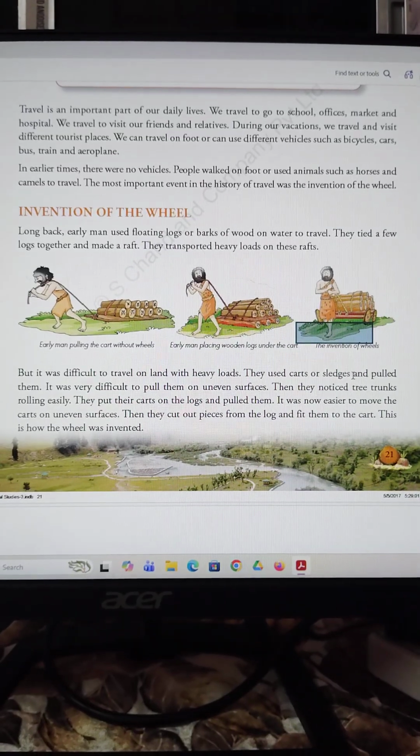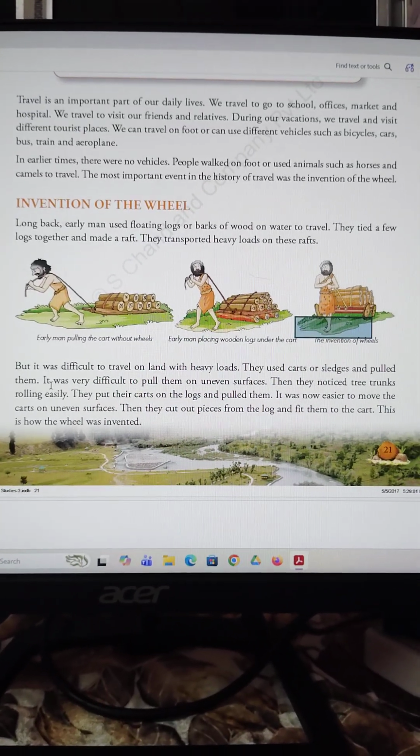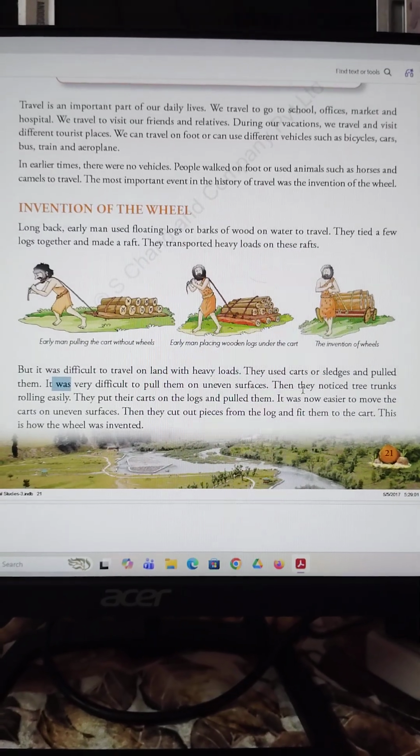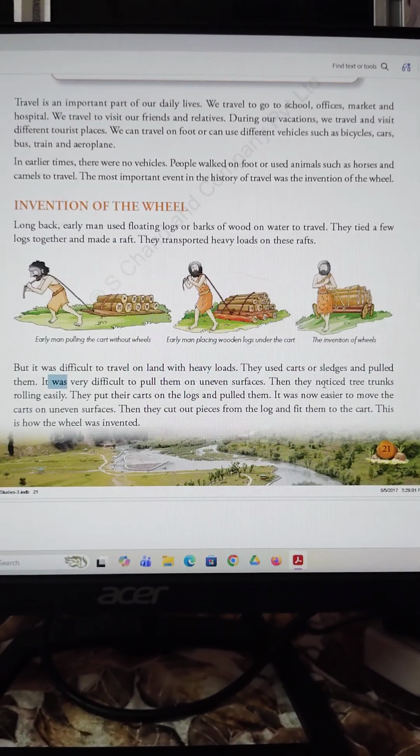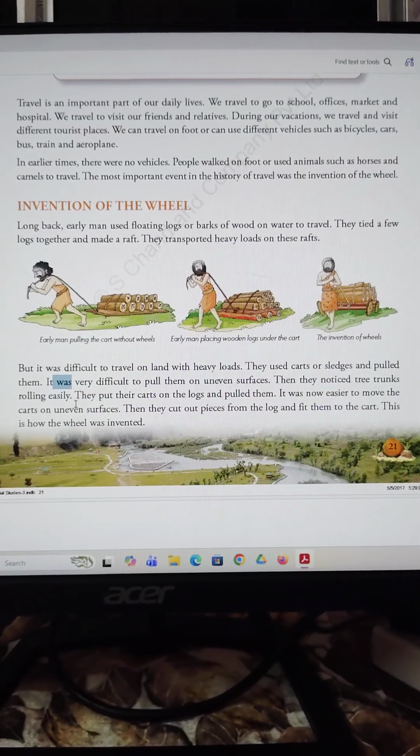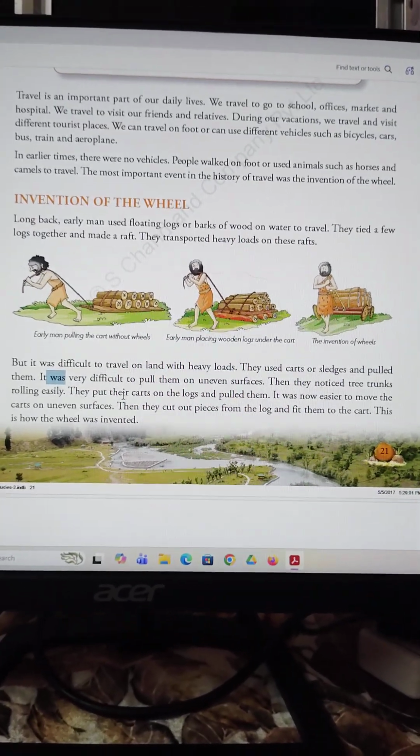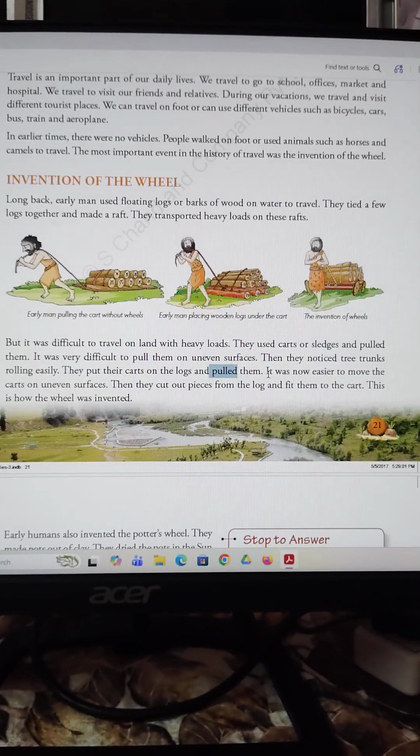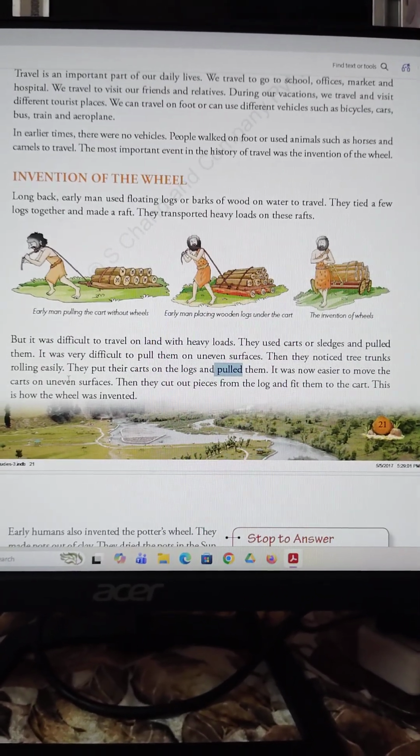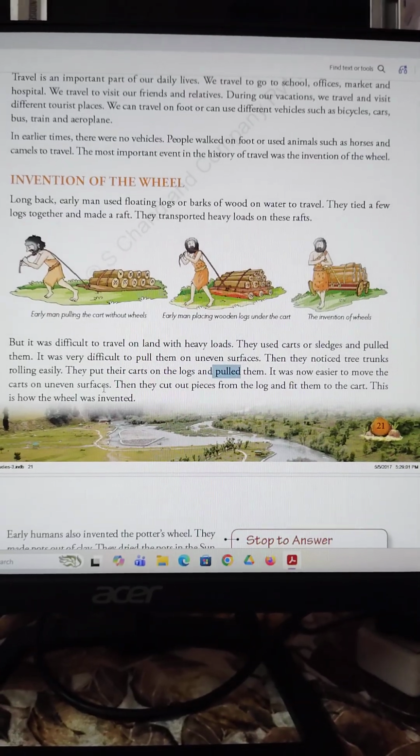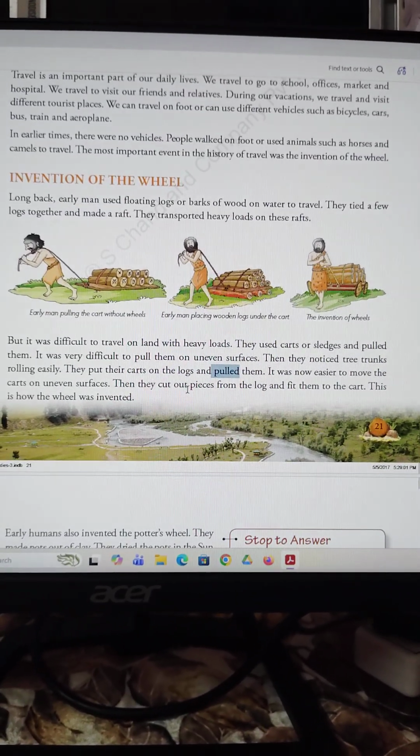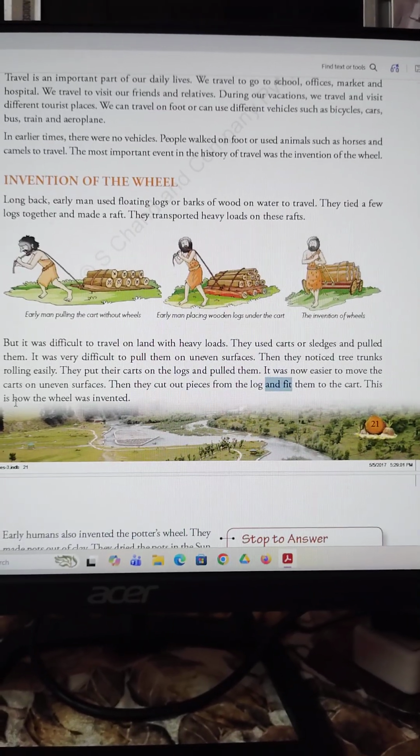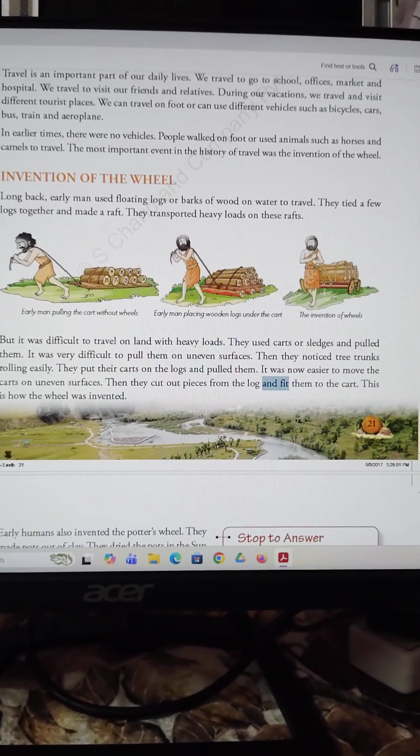They used carts or sledges and pulled them. It is very difficult to pull them on an uneven surface. Then they noticed tree trunks rolling easily. They put their carts on the logs and pulled them, and it was now easier to move the carts on the uneven surface. Then they cut out pieces of log and fitted them into the cart. This is how the wheel was invented.